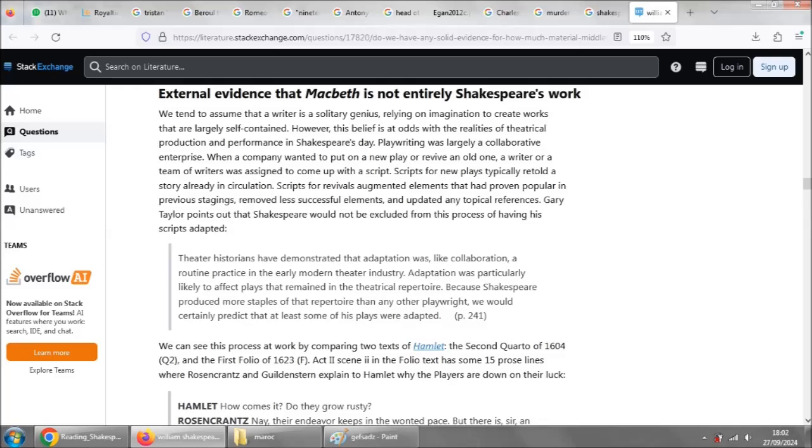People have found that there is something wrong with his works, like Macbeth. So the thing is, this is going to be a bit long. Read it. There are problems with Shakespeare's Macbeth. And the thing is, people talk about the problems, and I'll read it very fast. We tend to assume that a writer is a solitary genius, relying on imagination to create works that are largely self-contained. However, this belief is at odds with the realities of theatrical production and performance in Shakespeare's day.